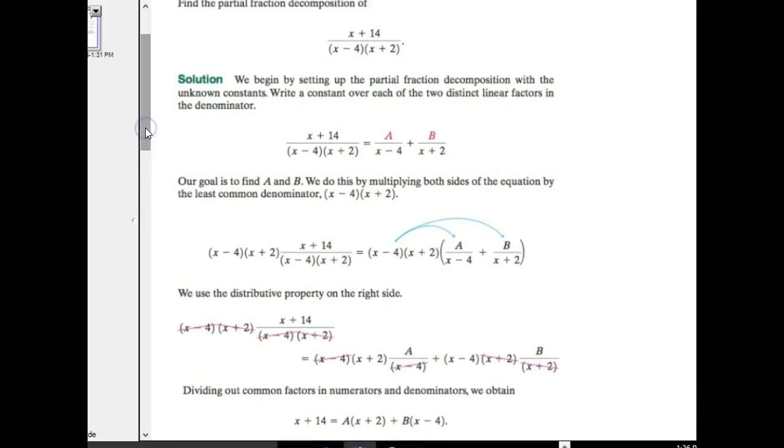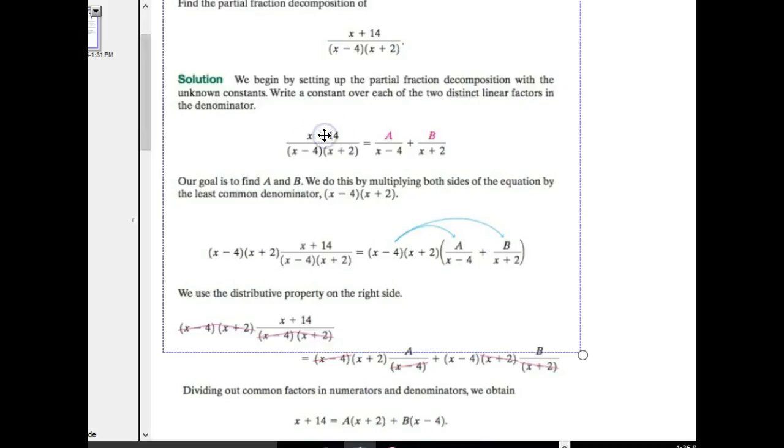As we begin, first of all, you have to understand that x plus 14 over the x minus 4 and x plus 2 can be divided into a, we're just calling that a, we're going to have to find out what a and b are, but something over x minus 4 plus something over x plus 2. We're going to split the two denominators so that we can do that.